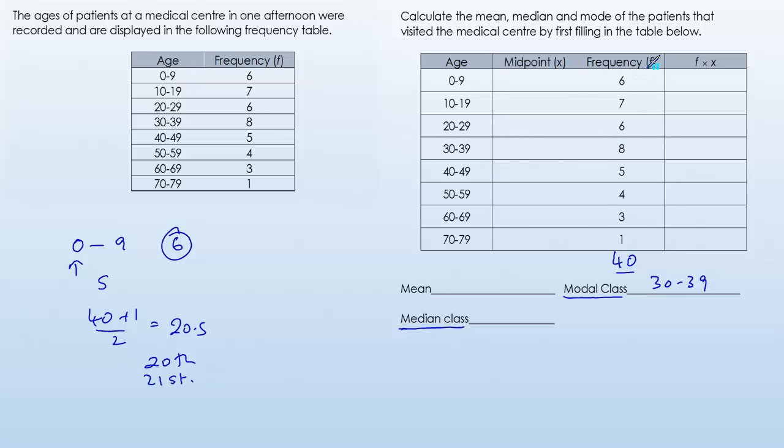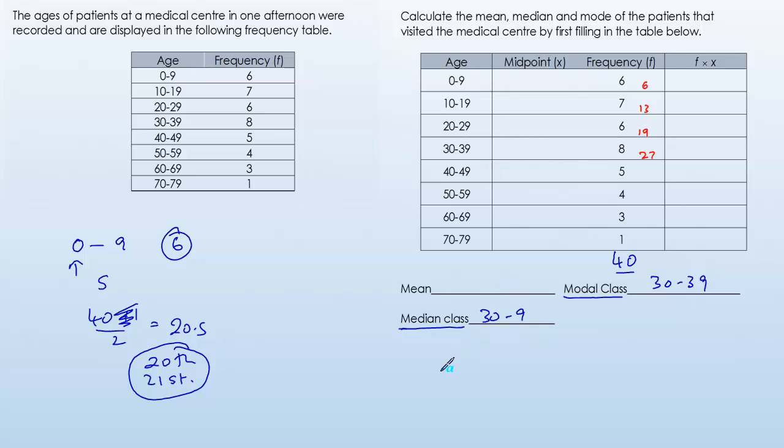So 6, 13, 19, 27, so they're going to be in the 30 to 39 class. Now you do have a slight problem here with this calculation. If it gives you two values like this, what do you do if one's in one class and one's in the other? Well, in that case you normally ignore the +1 here and just look for the 20th piece of data.